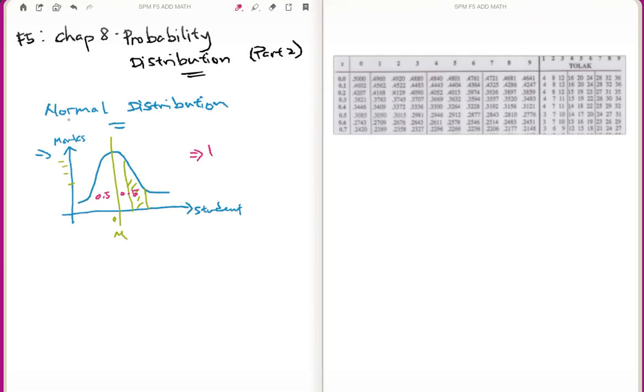So for normal distribution, it's very unique because we have something called the Z-score. You need to convert x into Z-score. The general equation for Z-score is actually x minus mu over standard deviation. Okay, I know it suddenly comes out with an equation. Let me give you an example.